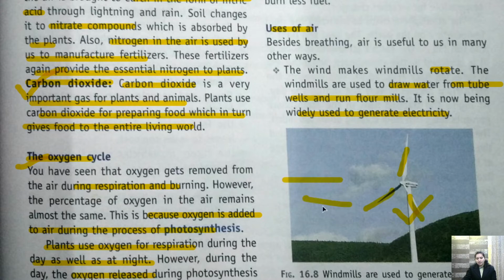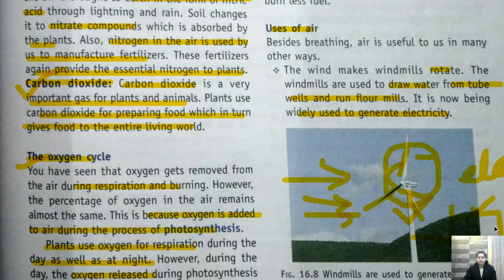जैसे air की flow होती है, these blades start to rotate. और जब ये rotate होती है, there is a motor connected to this windmill. So this motor starts to generate electricity, and from this motor various turbines rotate and various electrical appliances start to work and electricity is produced.